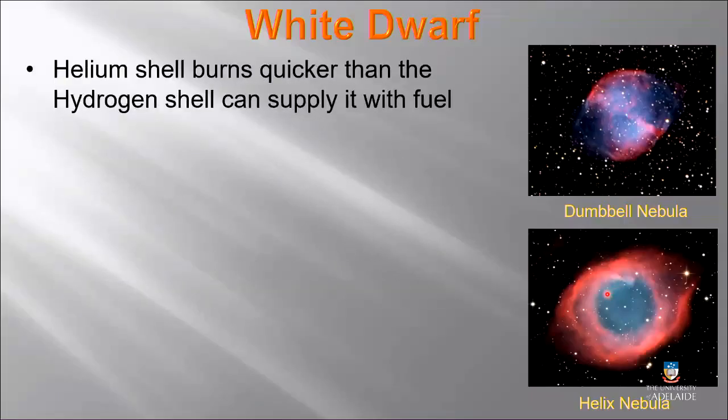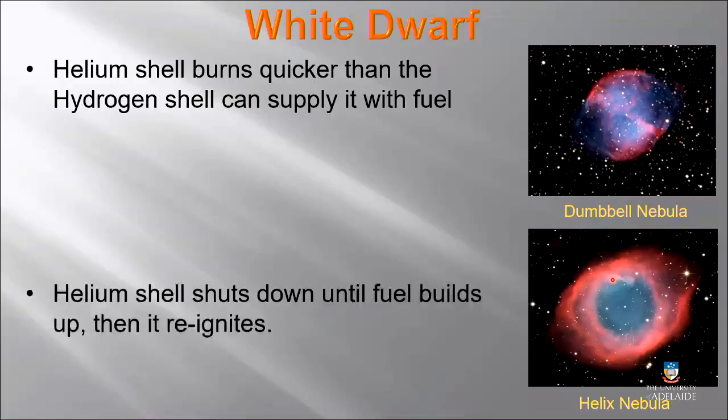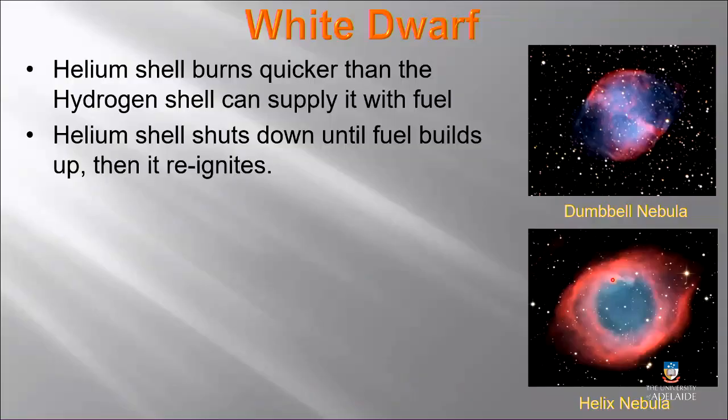So the helium shell, because it's not as efficient, burns the fuel quicker than the hydrogen shell can supply it with fuel. What was happening is that the hydrogen shell is converting hydrogen into helium. The helium sinks into the helium shell, and that supplies it with fuel. But the helium shell is burning it quicker than the hydrogen shell can supply it, so it keeps shutting down and restarting all the time. And this is what drives these pulsations. So the helium shell shuts down until fuel builds up, and then it reignites.